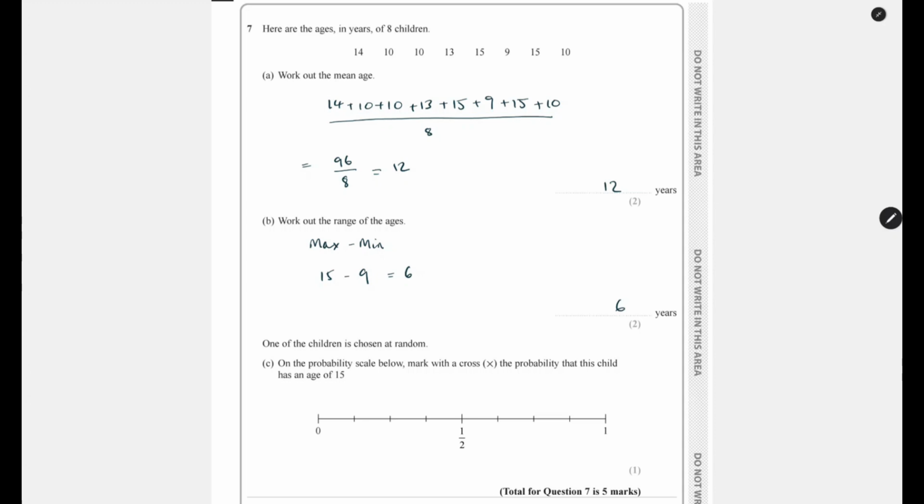Question C says, one of the children is chosen at random. On the probability scale below, mark with a cross the probability that this child has an age of 15. Well, we can see that 2 of the 8 children have an age of 15. And so our fraction is going to be 2 over 8. And we can simplify that to 1 over 4. And so 1 over 4 is here. So we can mark with a cross there.